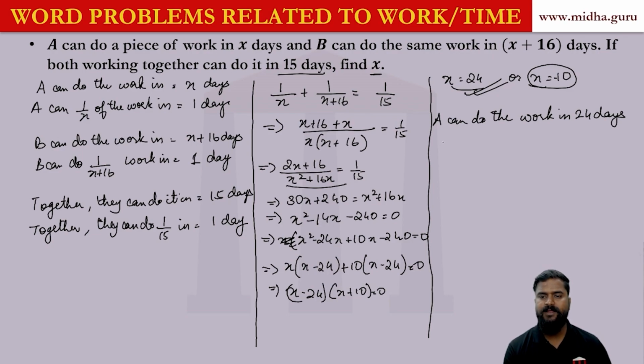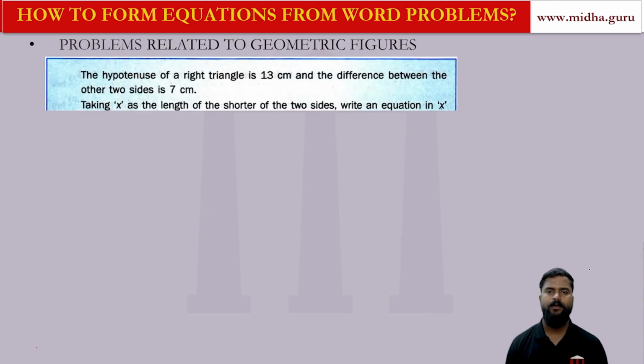Now, B can do it in x plus 16, so we can say that B can do the work in 40 days. So this is how we will form equations from word problems based on numbers of work and time, and then solve these equations to get our answer. Now, we'll see the next type of problems, that is based on geometric figures.